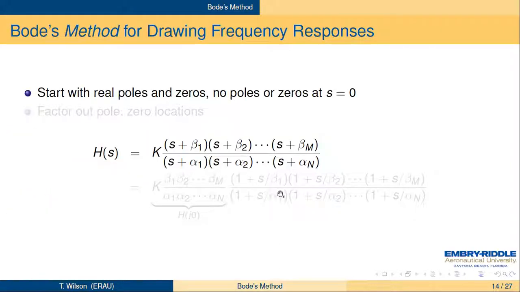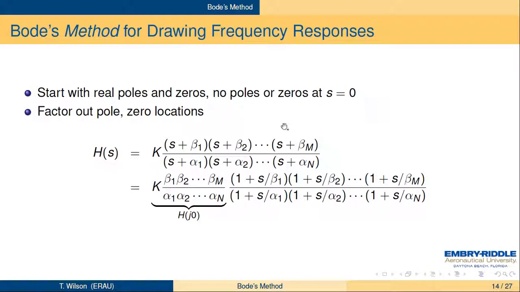So Bode's method here says we can do this by hand. You start with real poles and zeros, so they're on the sigma axis, and there's nothing at the origin. Here's our transfer function with the zeros beta 1, beta 2 up to beta m, and the poles alpha 1, alpha 2 up to alpha n, and we factor out all the pole and zero locations. So we get a term out front, which in this case, when there's neither a pole nor a zero at the origin, turns out to be the DC gain, because that's just what you would get if s went to 0. But then the pole and zero terms are of the form 1 plus s over corner.